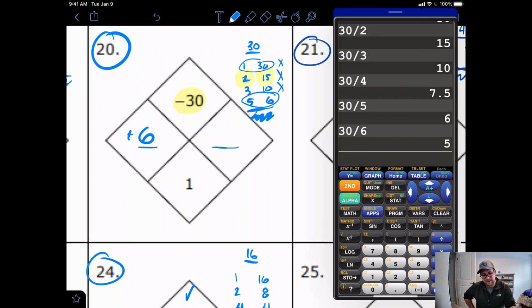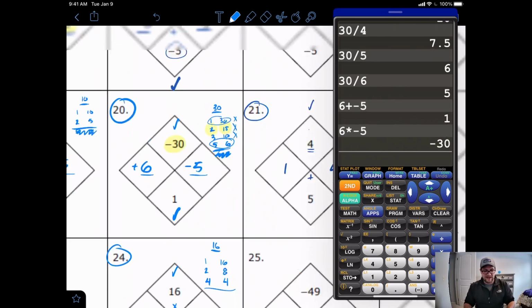So if this was a positive 6 and this was a negative 5, would that work? 6 minus, or let's just even say plus, a negative 5 would be a positive 1. So it works for the bottom. Let's see if it works for the top. 6 times negative 5 gives us a negative 30. So we're good. We found numbers that make that work.